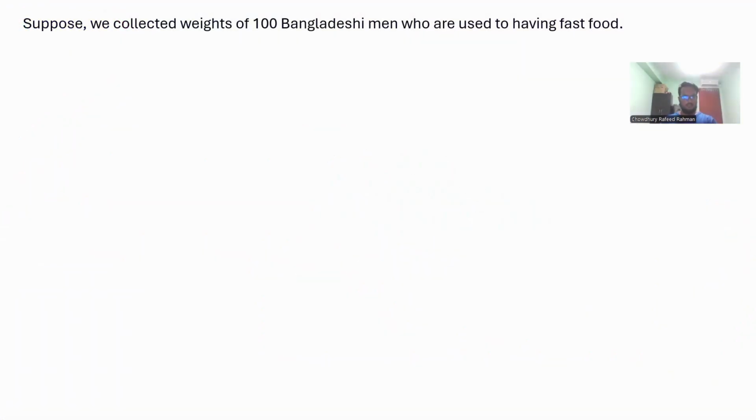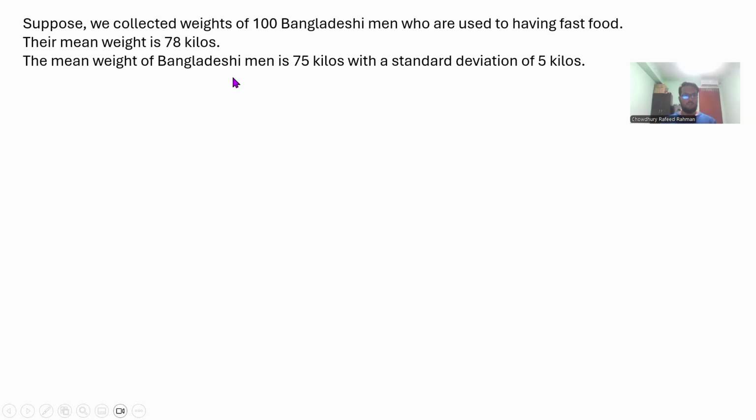So let's start with an example. We are actually going to solve two examples today, and through those two examples, we are going to discuss how the z-test is actually used in order to get statistical significance and in which scenarios. So suppose we collected weights of 100 Bangladeshi men who are used to having fast food. These guys actually love fast food basically. And their mean weight is 78 kilos. The mean weight of Bangladeshi men is 75 kilos, it is given, suppose, and the standard deviation is also given, and it is 5 kilos. So basically, what we know here is there is some survey or something, and we know for a fact that Bangladeshi men weigh on average 75 kilos with a standard deviation of 5 kilos.